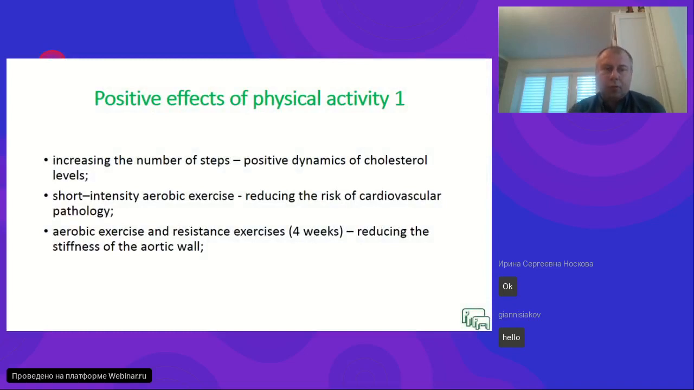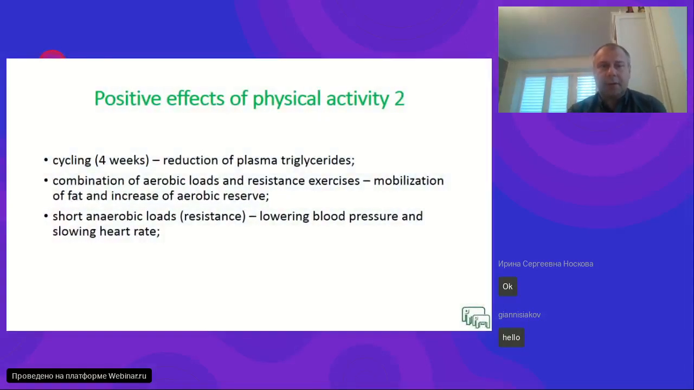And I should say that, of course, many variants of physical activity lead to many effects for health. For example, increasing the number of steps helps us to reach positive dynamics of cholesterol levels. Or short intensity aerobic exercise reduces the risk of cardiovascular pathology. Aerobic and resistance exercises for 4 weeks reduce the stiffness of the aortic wall, and this stiffness leads to an increased level of arterial hypertension. So by reducing the stiffness of the aortic wall, we can reach a decrease in the level of arterial hypertension.